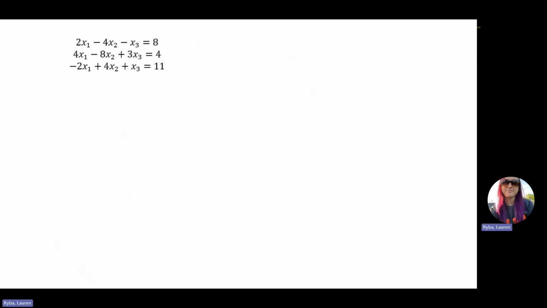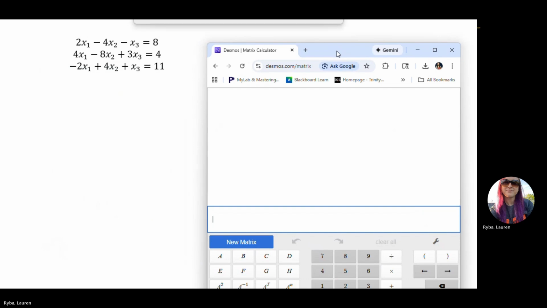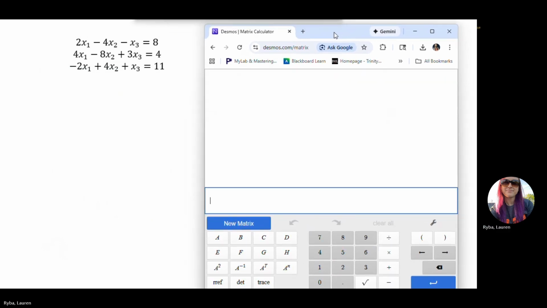So go ahead and write that one down. Then I'm going to get my Desmos calculator open. So I just type Desmos matrix in like the Google bar, and it's the first one that opens. And I'll make mine small enough to fit there so we can see my problem and my matrix calculator.